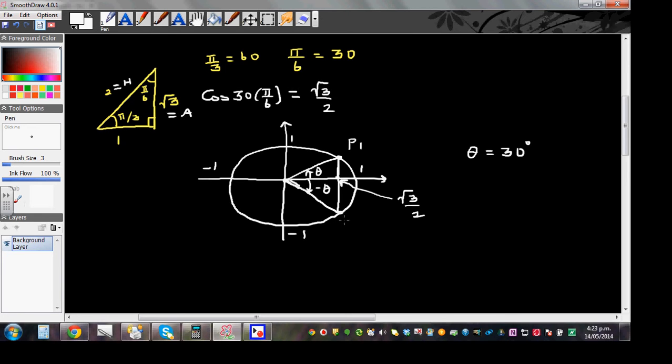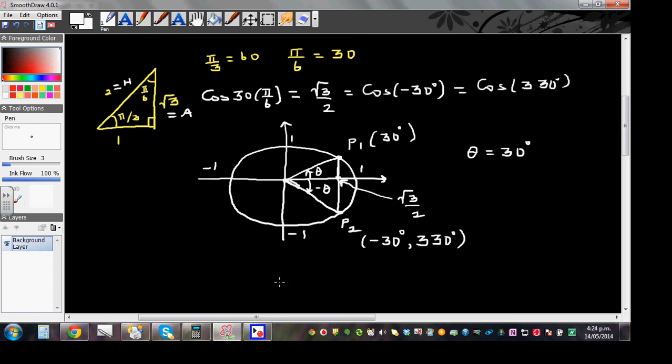So what is this point, P2? Let's say this is P2. At P1, the particle has moved 30 degrees. Here at P2, you can say the particle has moved minus 30 degrees. Or if you go anti-clockwise, minus 30 is the same as saying this is 330 degrees. So at P2, the particle has moved minus 30 degrees or 330 degrees. And so again, the x-coordinate is the same. So this is also going to be cos of minus 30, or you can also say cos of 330.